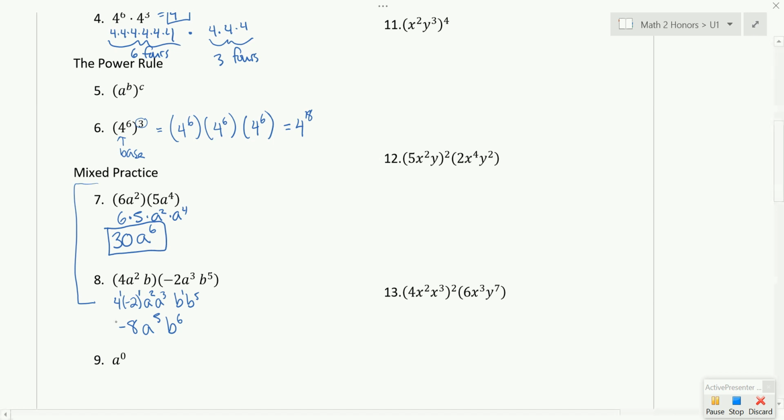You guys remember what anything to the power of 0 is? 1. Okay. That rule is not as intuitive, but you just got to remember that. Anything to the power of 0 is 1.